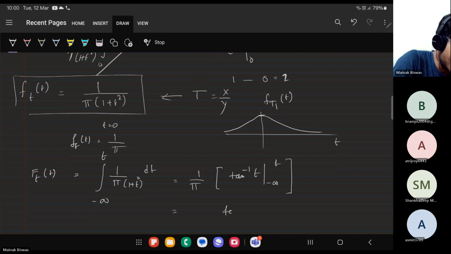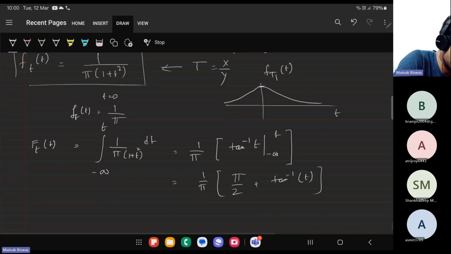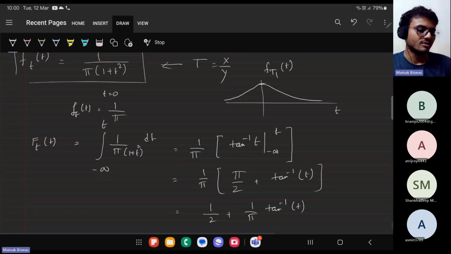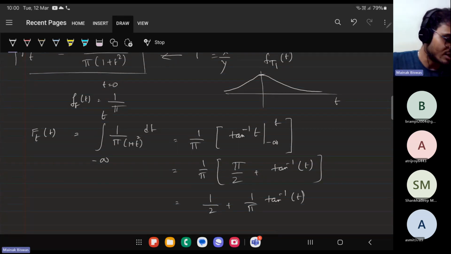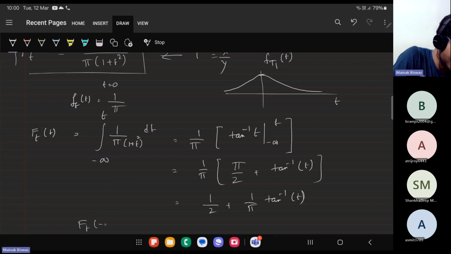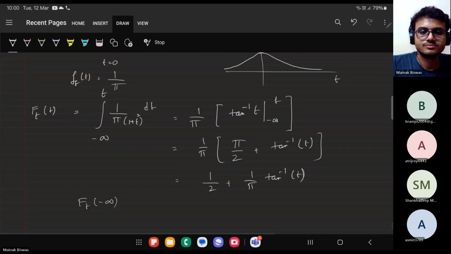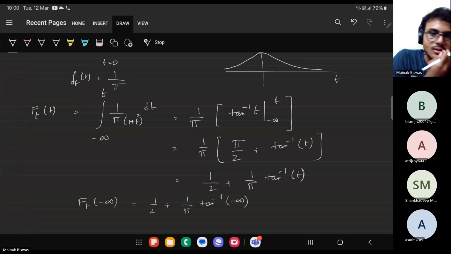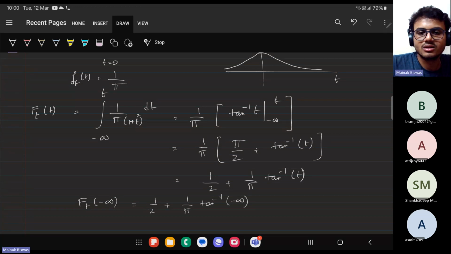Which is pi by 2 plus tan inverse t. Yes or no? Or it is half plus 1 by pi tan inverse t. Is it matching? Let us see if it is matching. Put the value of t equal to minus infinity. What will you get? You will get half plus 1 by pi tan inverse of minus infinity, what is it?